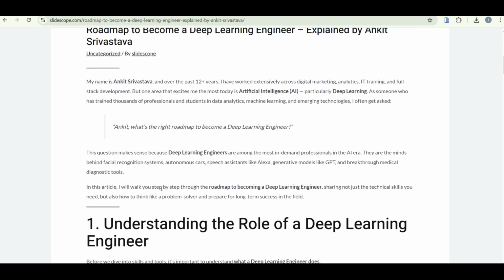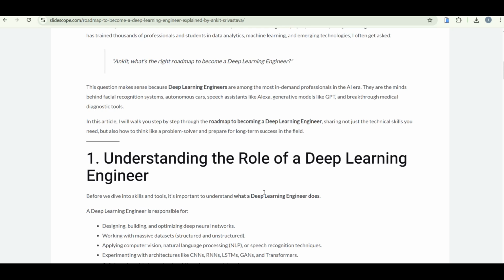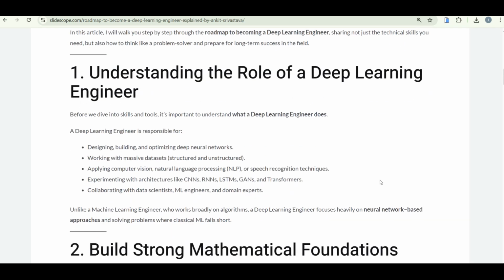This question makes sense because deep learning engineers are among the most in-demand professionals in the AI era. They are the minds behind facial recognition systems, autonomous cars, speech assistants like Alexa, generative models like GPT, and breakthrough medical diagnostic tools. In this article, I will walk you step by step through the roadmap to becoming a deep learning engineer, sharing not just the technical skills you need, but also how you think like a problem solver and prepare for long term success in the field.